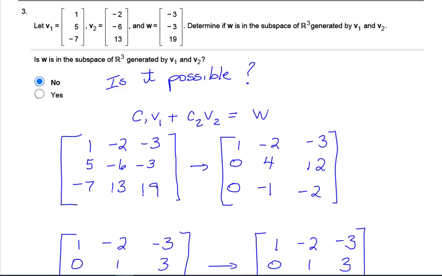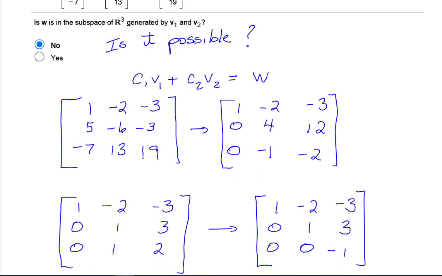All right, so here in this problem we have V1 and V2, and I want to see if W is in the subspace spanned by these two vectors. So is it possible to find C1V1 plus C2V2 equal to W? So I simply put in my columns, put in W, and now do row operations.